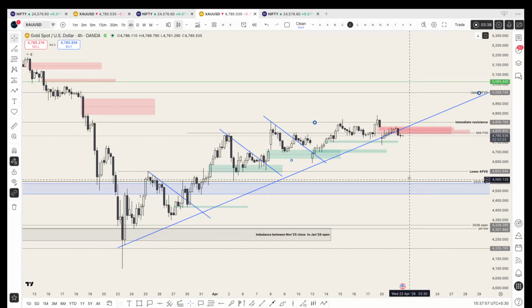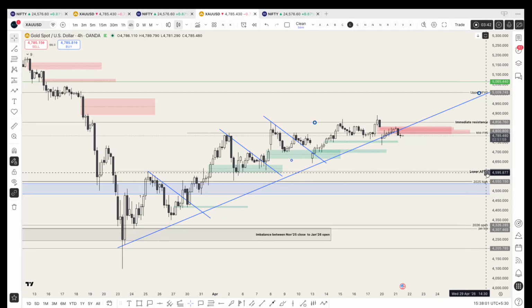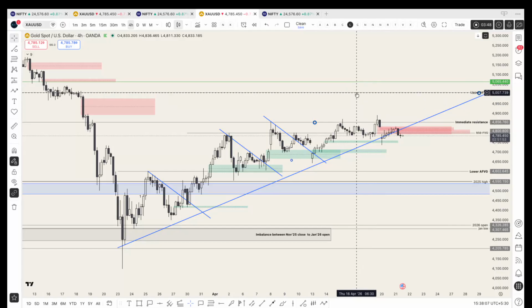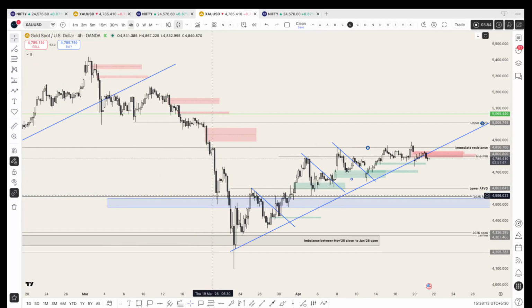Okay, so this is the lower AFVG, the lower Absolute Analytics fair value gap. The low of that box, the red box you saw on the weekly time frame, and the upper line of that, and this is the mid value. As you can see, the price is hovering at the mid value. That means 50% of the gap has already been filled.